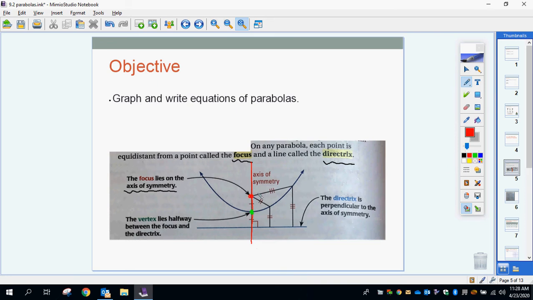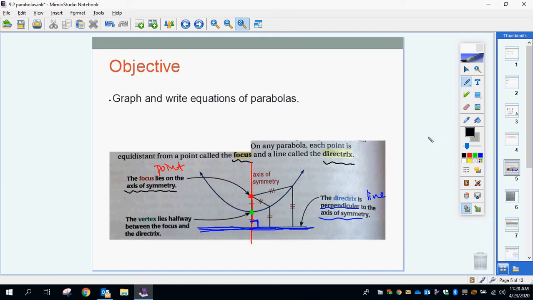The other word, directrix. A directrix is a line that's always going to be perpendicular to our axis of symmetry. Our axis of symmetry is in red, up and down, so we need our directrix to be left and right, horizontal. We need it to hit perpendicular. So our directrix is a line and our focus is a point. I want to point that out: focus is a point, directrix is a line. So what do those mean?